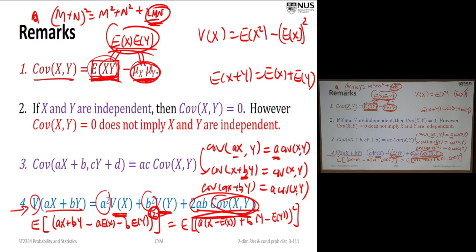So you see why we love independence. If X and Y are independent, even the variance of aX plus bY suddenly reduces to just a squared times the variance of X plus b squared times the variance of Y.